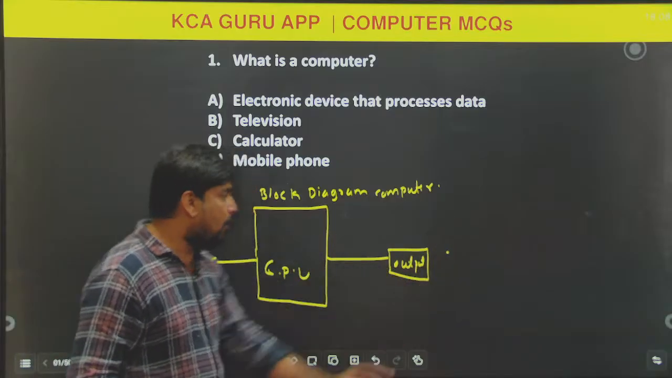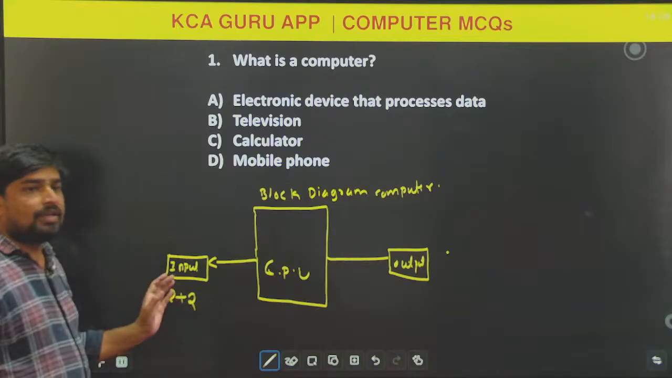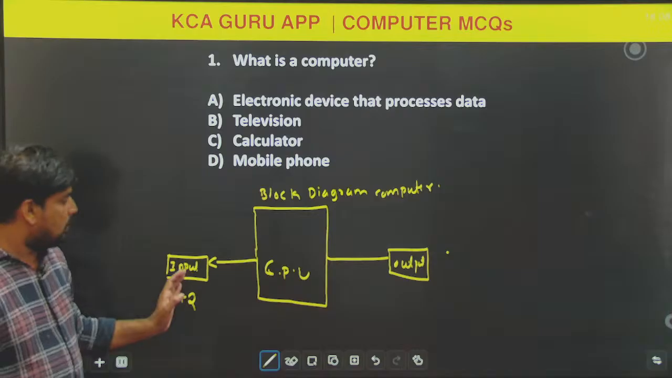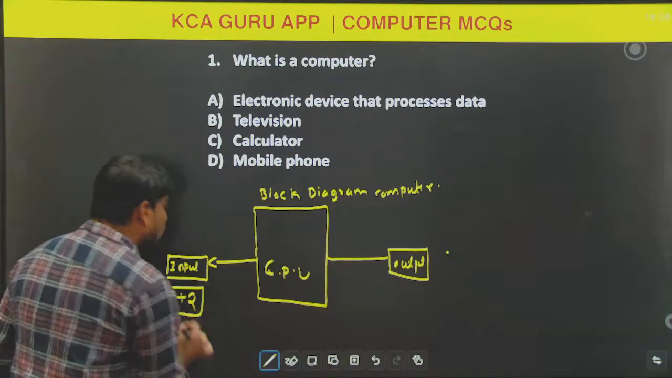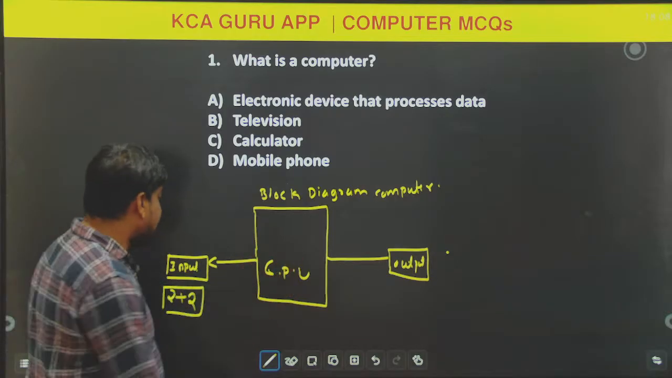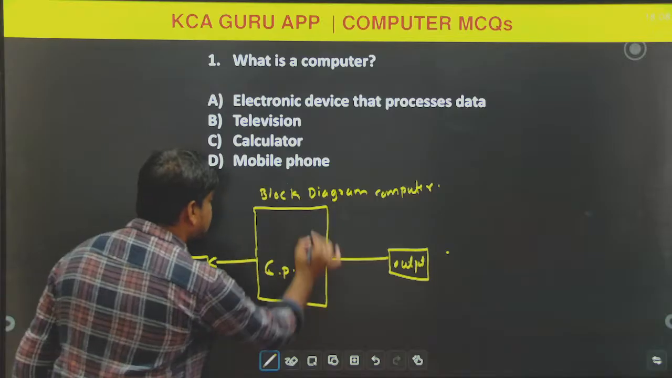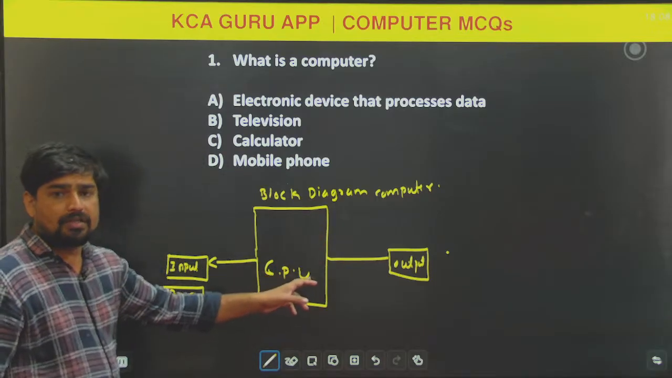So for example, 2 plus 2, what is it? It is an input instruction. Whatever instruction is given to the computer, it receives the information. Then it processes the information here in the CPU, the central processing unit.